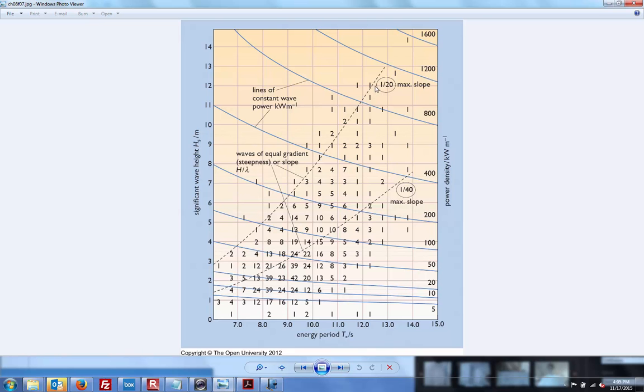Like, gosh, this is great. This is a very, very powerful wave. We're looking at power densities of, gosh, a kilowatt per meter. Kind of different.